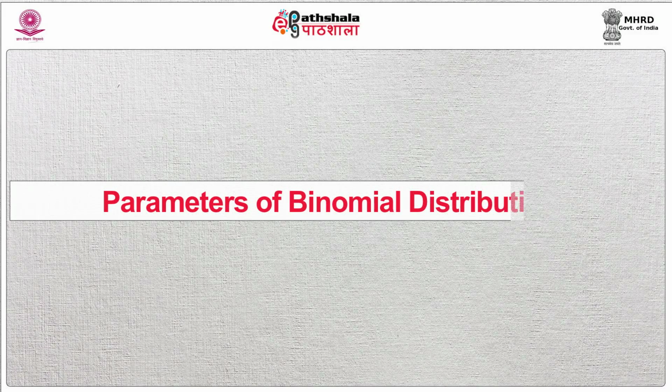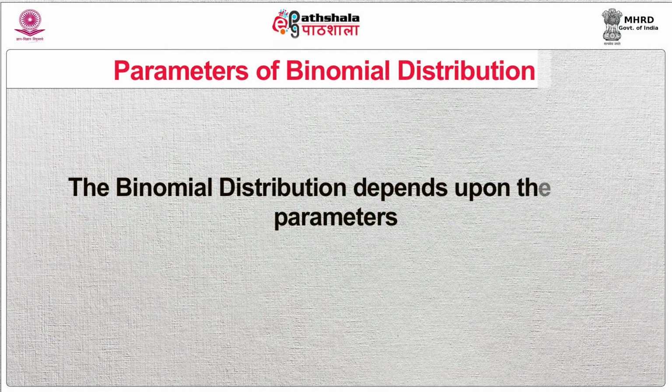Independence means that all the trials are statistically independent. Here, it means that the outcome of any of the trials is independent of the outcome of any other trials. Now, we take up some of the parameters of the binomial distribution. The binomial distribution depends upon two parameters. These two parameters are the probability and the total number of trials.